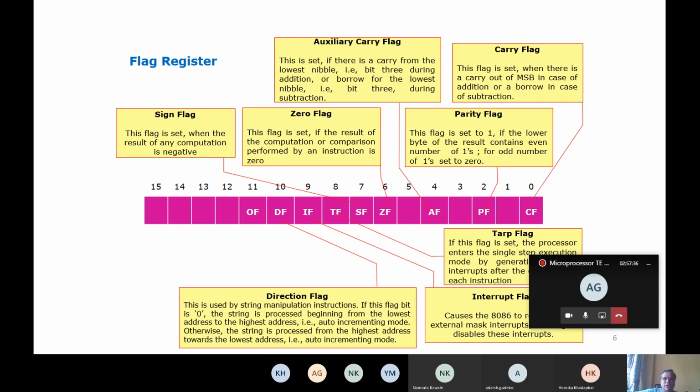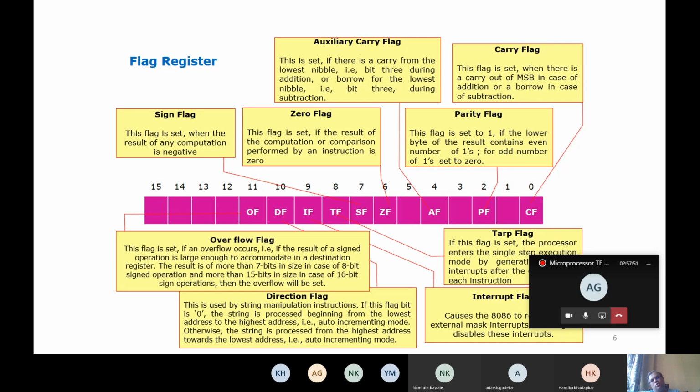If the programmer sets it, the string will be processed from right to left. If the programmer resets it, the string will be processed from left to right. That means first character to last character, right? Now the last flag that is remaining is called the overflow flag, and the name itself gives you an idea. If we perform some arithmetic or logical operation and the result is bigger and cannot be accommodated in the specified destination, then this will be considered as overflow, and the situation will be indicated by setting the overflow flag.